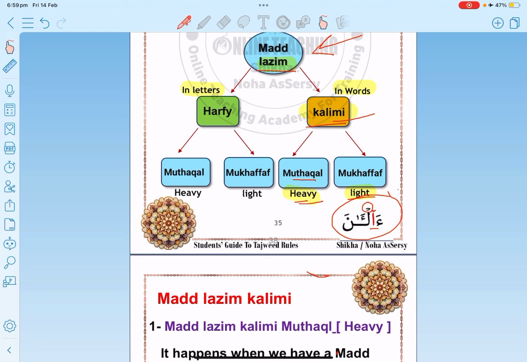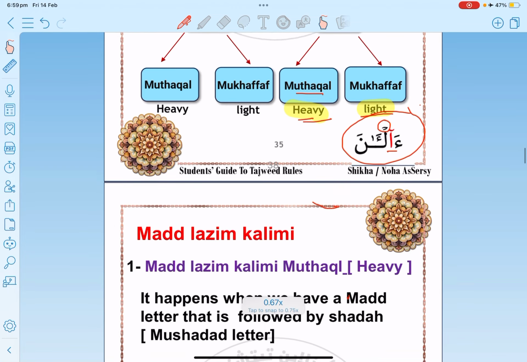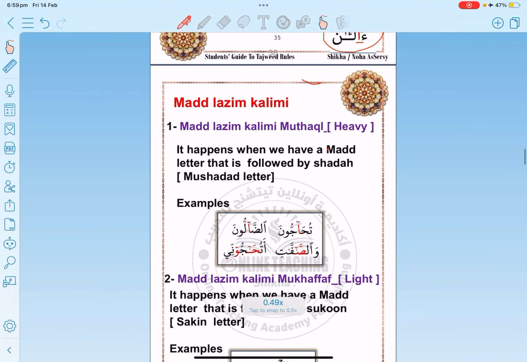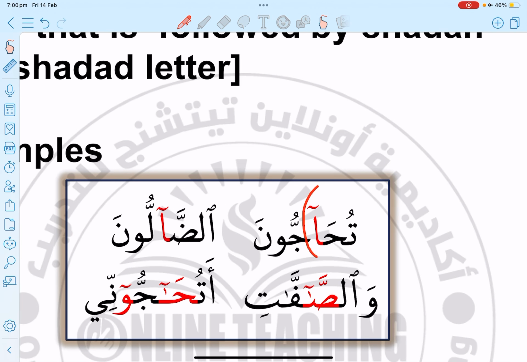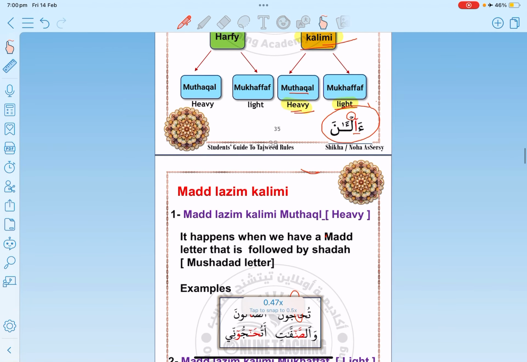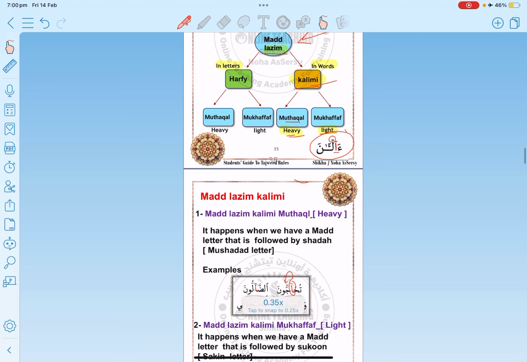What do we mean by مد لازم كلمي مثقل, or heavy? We mean that we have a mad letter and it's followed by a shadda, like you can see here: تحاجون, الضالون, الصافات, and so on. So if we find a mad followed by shadda, this is going to be مد لازم كلمي مثقل, heavy. Very easy. You're going to prolong it 6 counts.